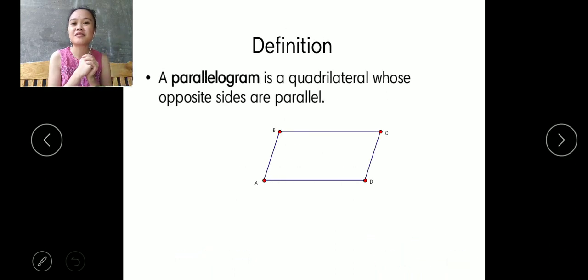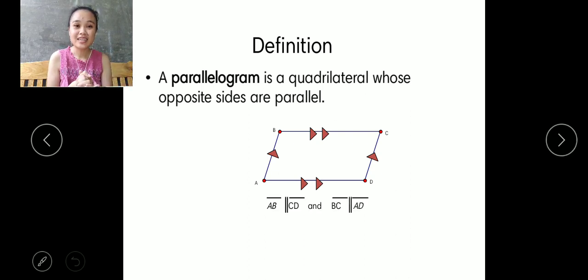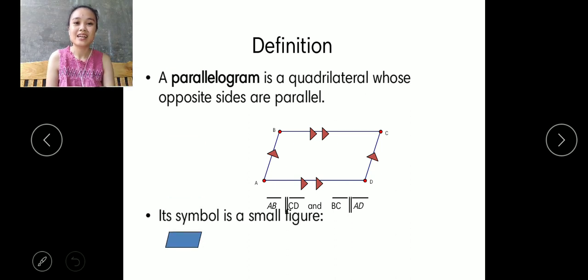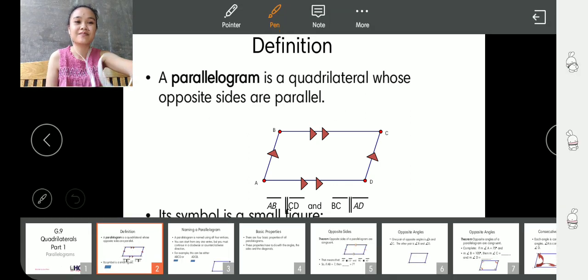So what is a parallelogram? Based on the definition, a parallelogram is a quadrilateral whose opposite sides are parallel, as you can see in the illustration. In that illustration, line segment AB is parallel to line segment CD, and line segment BC is parallel to line segment AD. Its symbol is a small figure like this on the screen.